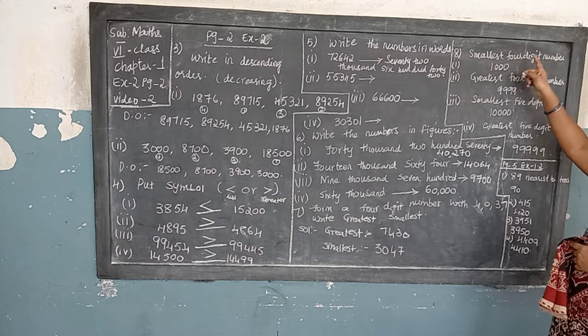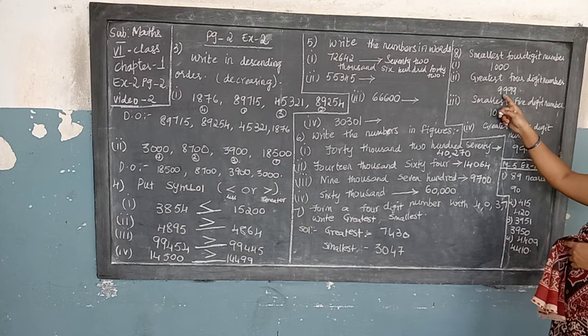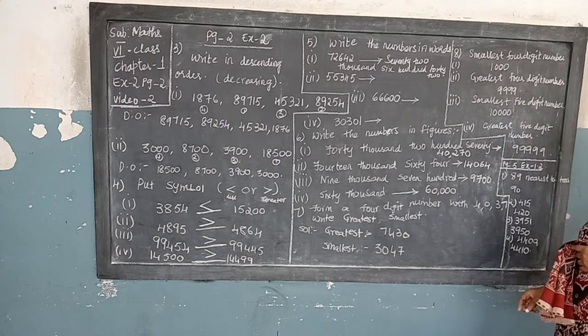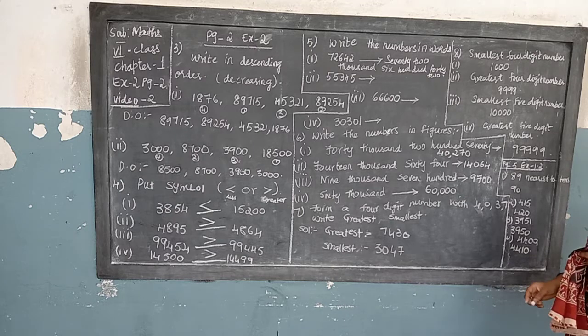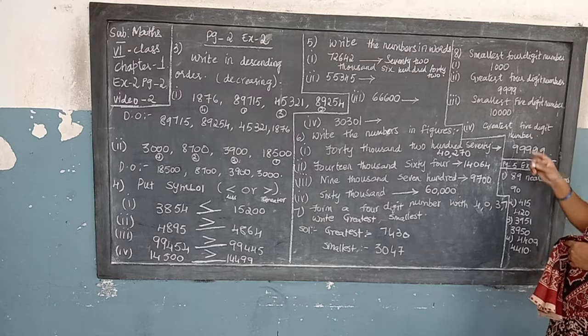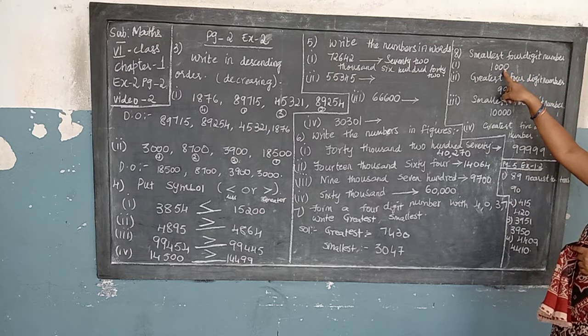See, smallest 4-digit number means 1000. Like that, greatest 4-digit number means 9,999. All nines only. Greatest means every time you remember all nines only. Next, smallest means 1 followed by number of zeros. Suppose 4-digit number means 1 followed by 3 zeros. Like that you should remember, children.